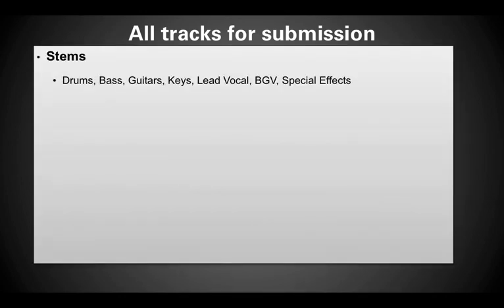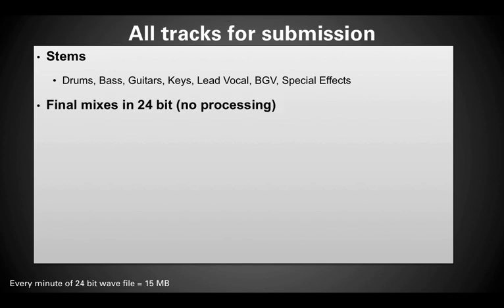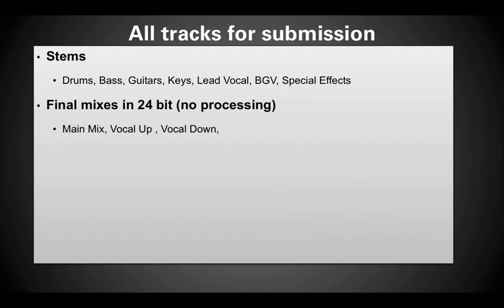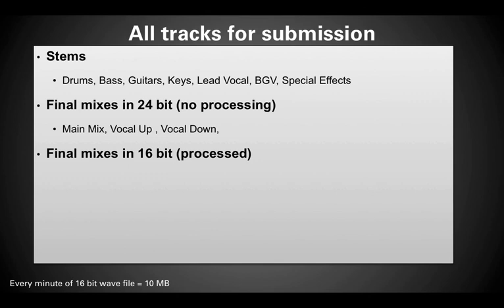So here are all the tracks that need to be sent to your instructor. All your stems, which are drums, bass, guitars, keys, lead vocal, background vocal, and the special effects. All your final mixes in 24-bit, that means no processing is on them, and you have your main mix, your vocal up, and your vocal down. And remember, vocal up and vocal down mixes does not mean you just send the vocals. It is the full mix with the vocals turned up and the full mix with the vocals turned down. Then you have your final mix in 16-bit that has all the mastering processing on it, and that is the one that you should also post to the discussion post.